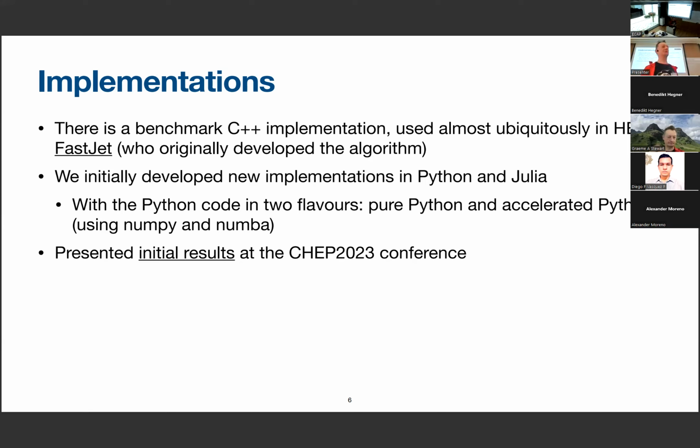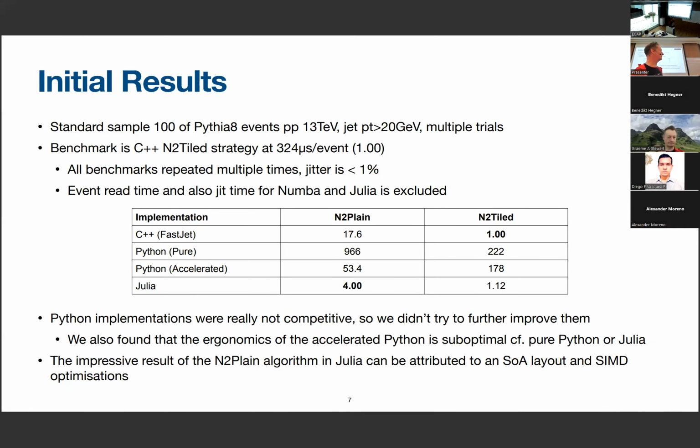And the initial results we presented at the CHEP 23 conference earlier this year in May, and these were the results that we got. First of all, these are benchmarks taken against LHC events. These are 13 TeV pp collisions. The benchmark number of 1 here is determined by FastJet using the tiled strategy, and on the machine that we were testing on, that came out at 324 microseconds per event. There's very little jitter on this. Everything runs very reproducibly as well.